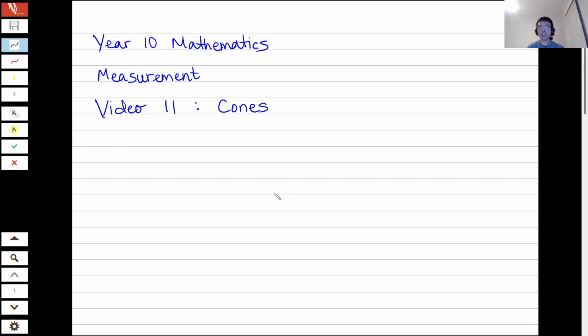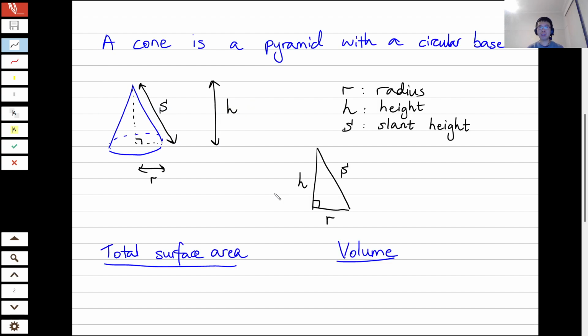In the last video we looked at pyramids, and the cone is a special kind of pyramid where the base is a circle, just like a cylinder was a special kind of prism where the base was a circle.